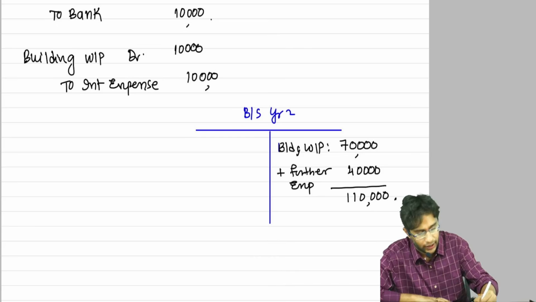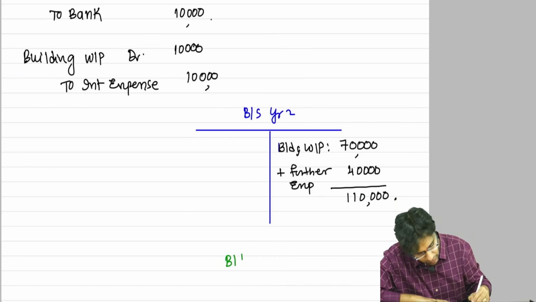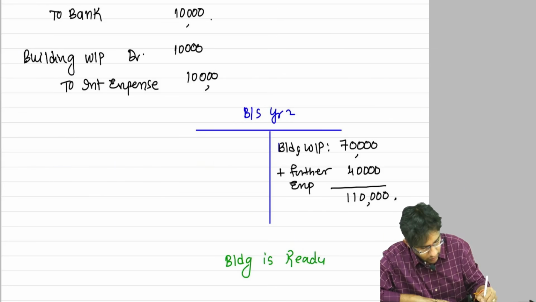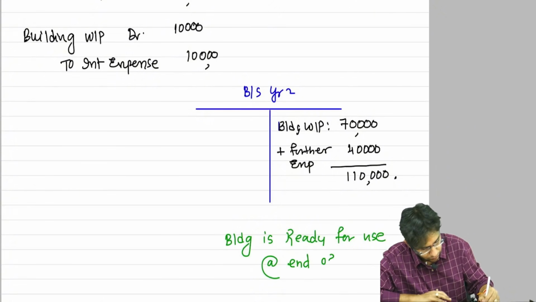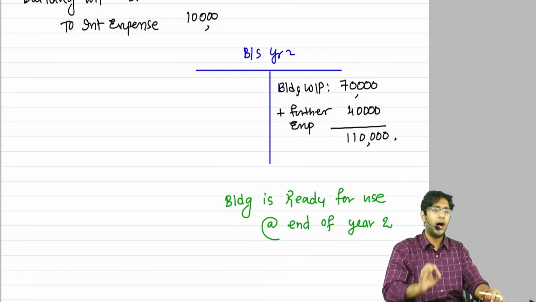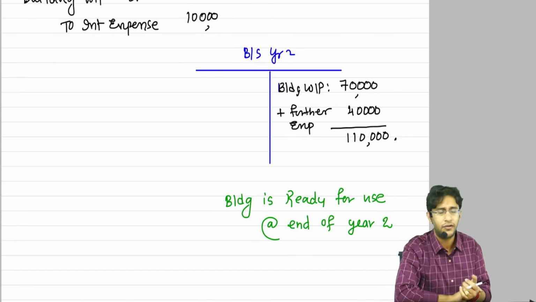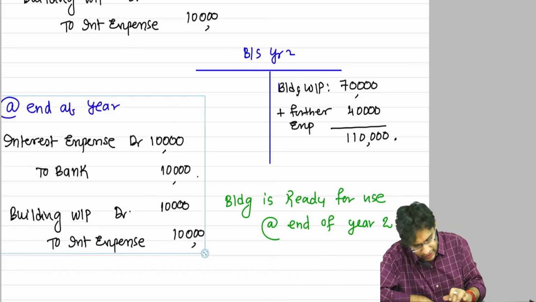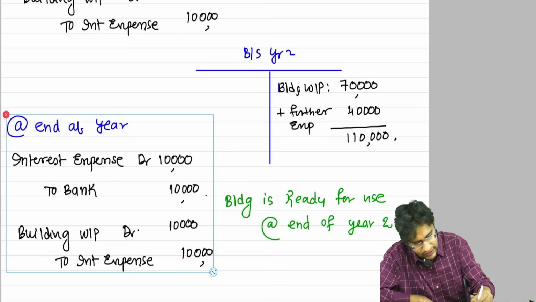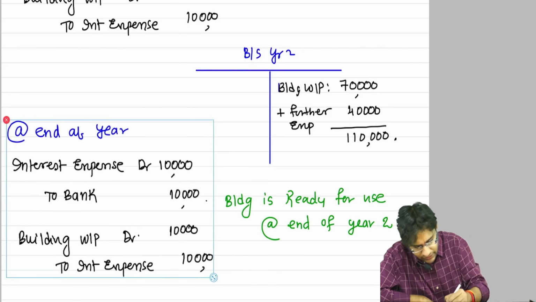Now I am telling you that building is ready for use at the end of year 2. Second year ending, last day only building got completed. Fine, let the building get completed. We are also happy only. Now, in this year also, second year also, I still have to pay interest.